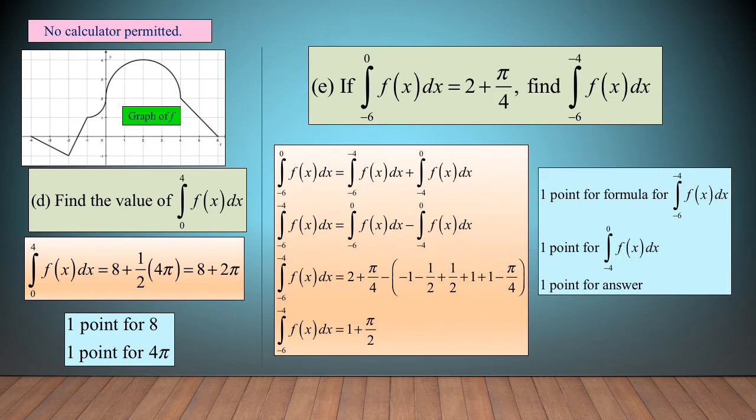This is a 3-point problem. 1 point for the formula for the integral from -6 to -4 of f of x dx being the integral from -6 to 0 of f of x dx minus the integral from -4 to 0 of f of x dx. 1 point for correctly computing the integral from -4 to 0 of f of x dx, and then 1 point for the answer.